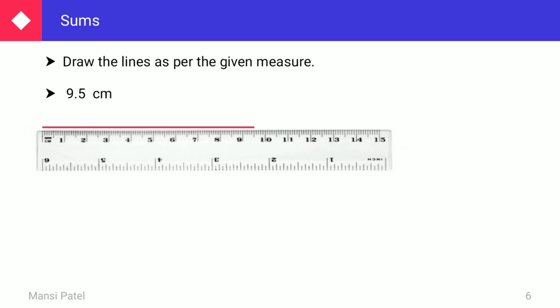9.5 centimeter. If they gave 7.7, then what do you have to do? You have to draw the line with its starting point at 0, so you draw one line from 0 to 7. And after the point they gave 0.7, so after the point you have to count 7 lines. And when you get the 7th line, just stop. So see here, this is the line of 9.5 centimeter.